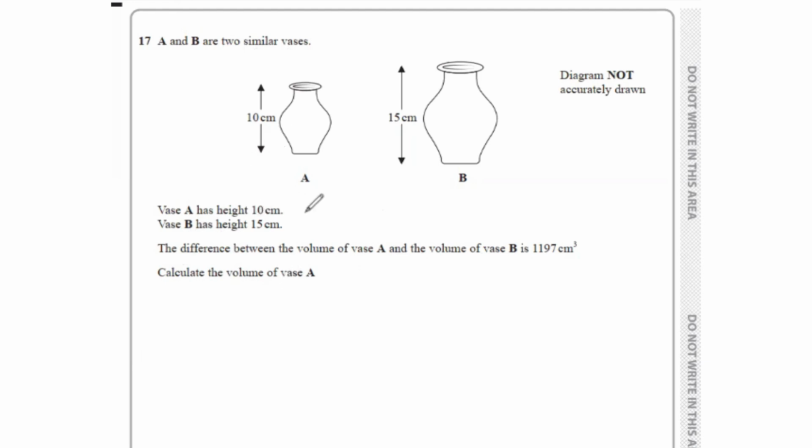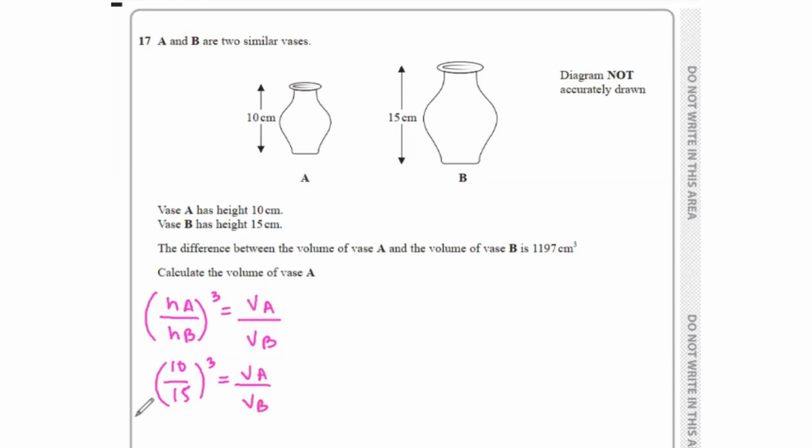So since we have two similar shapes, we know that in similar shapes, if you're talking about the volume, the height of the first shape divided by the height of the second shape, being cubed, equals the volume of the first shape divided by the volume of the second shape. So we can write (10 over 15) whole cube equals volume A over volume B, which is going to be 1,000 divided by 3,375 equals volume A over volume B.